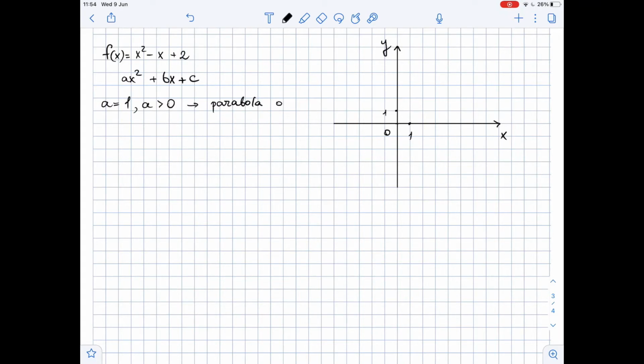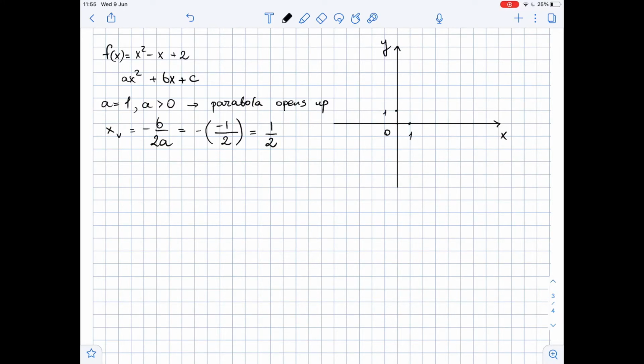Opens up. Well, now let's try to find the vertex of our parabola. So the x coordinate of the vertex is equal to negative b over 2a. In our function x squared minus x plus 2, b is equal to negative 1. So this will be negative 1 over, a is equal to 1, so 2a is equal to 2. And obviously this whole thing is equal to 1 over 2.